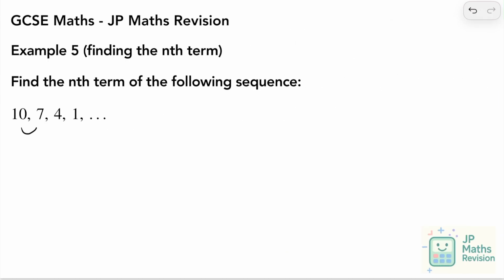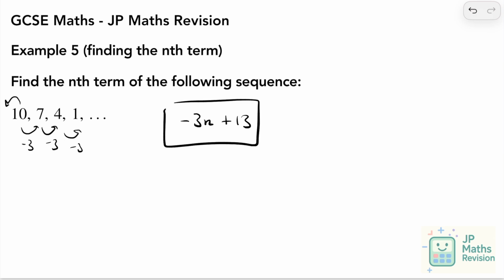This one here, we're finding the nth term. You can see we're minusing 3 each time. So it's going to be -3n, and then you'd work out the 0th term, so the term before the first term, to work out what it's been shifted by. So in this case, if you add 3 to 10, you end up with 13. So the nth term of this one is -3n plus 13.